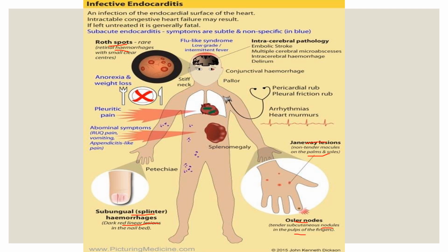Okay. Then there can be pericardial rub or pleural friction rub. There can be arrhythmias, okay, conjunctival hemorrhage, embolization phenomena, okay, and there can be splenomegaly and all.